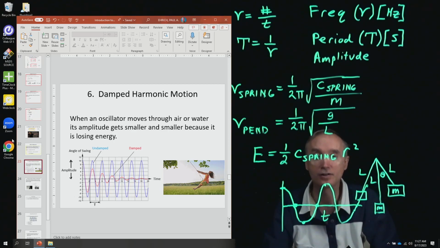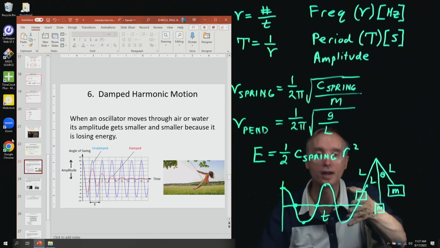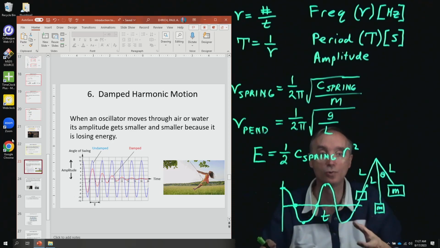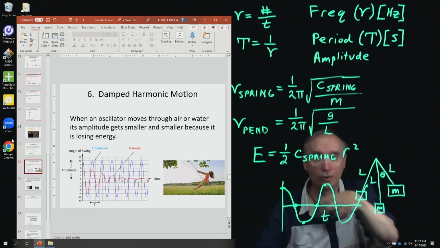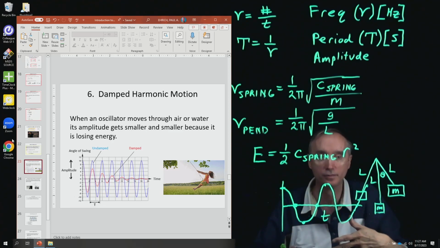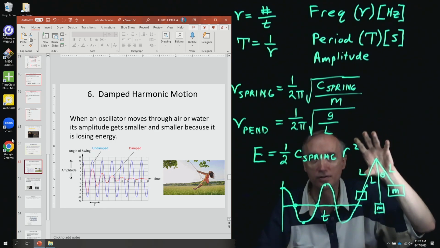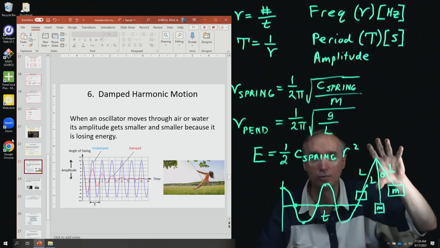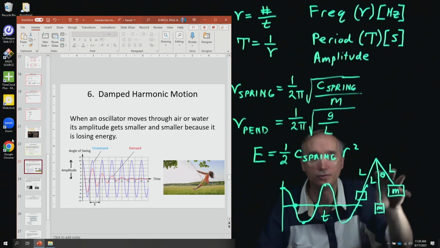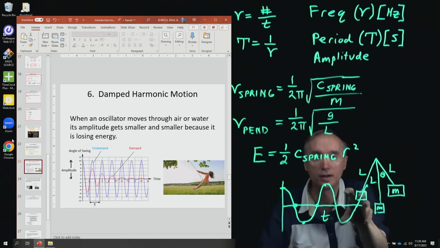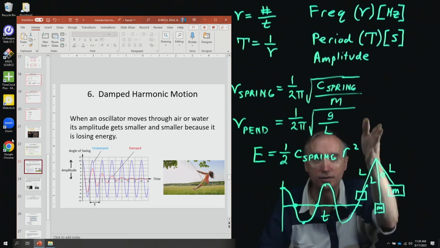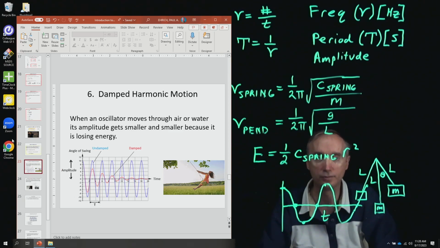Now, let's actually include the effects of friction and see what would happen. In this case, we're going to have somebody in a swing, and they get going in the swing, and then they stop pumping their legs, and then they just slow down. What you find is that the amplitude starts getting smaller and smaller until finally they come to a stop. So what would that look like?